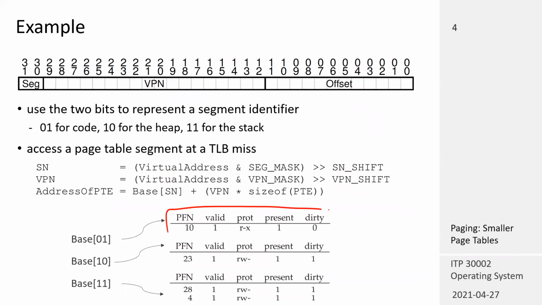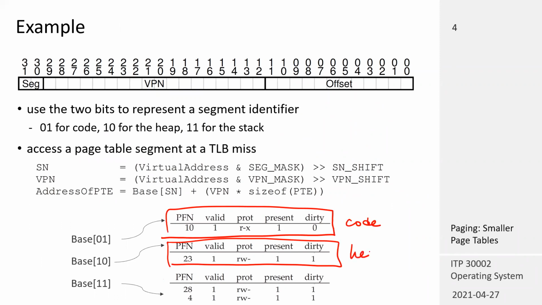So check this one. This is the page table for the code segment. And this is the page table for the heap segment. And this is the page table for the stack segment. And what you note here is that within a segment, only the first few pages are allocated. And the remaining we just regard as not in use. So if we divide the page table, we can represent the page table as a variable length table.